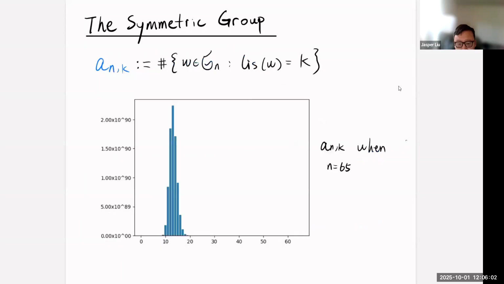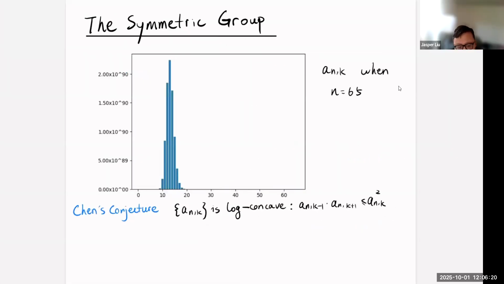The distribution of this longest increasing subsequence has been a pretty well-studied object. We write A_{n,k} to be the number of permutations in S_n with longest increasing subsequence of length k. There is a famous conjecture by Chen saying that this A_{n,k} is log concave.